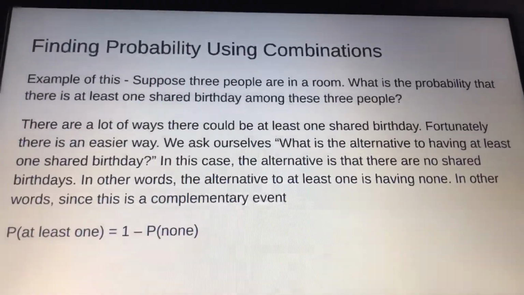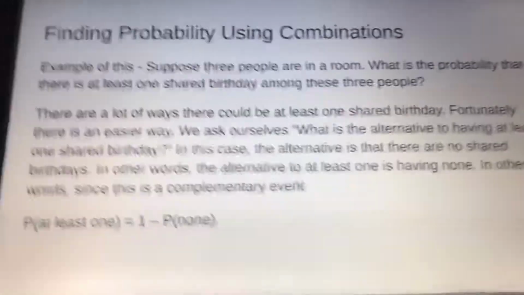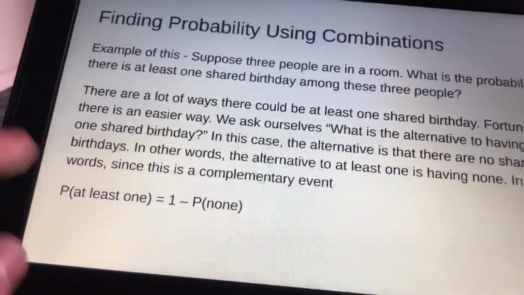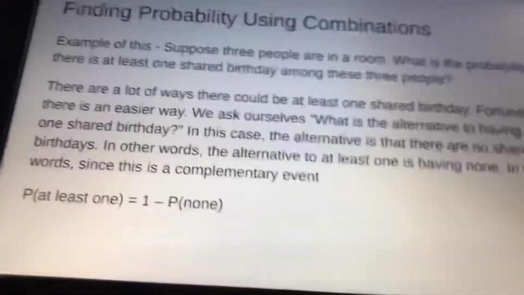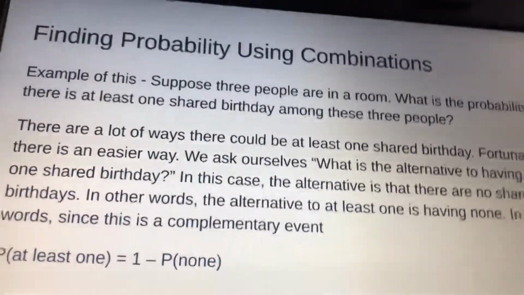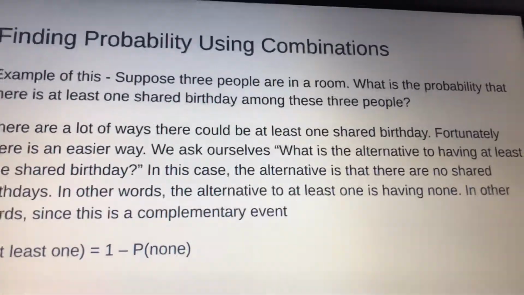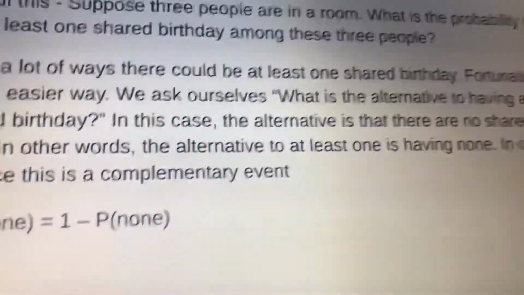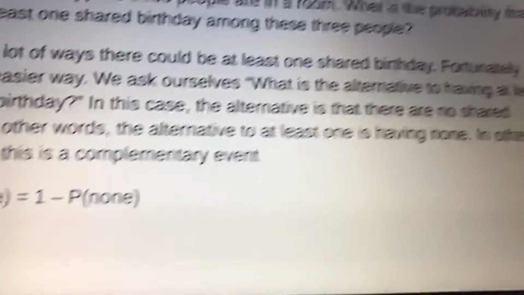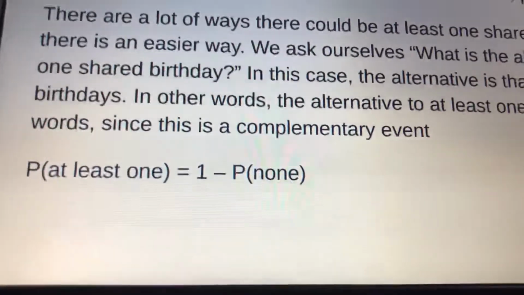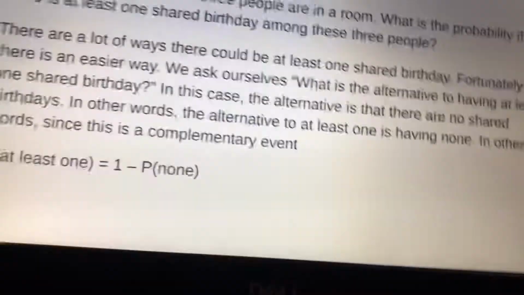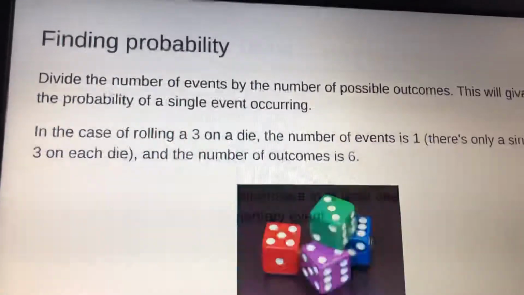Since this is a complementary event, P(at least 1) is equal to 1 minus P(none). That explains the whole thing up here, where it says that in this case the alternative is that there are no shared birthdays. In other words, the alternative to at least one is having none. So that is the lesson on finding the probability using combinations. Now let's talk about the next one.